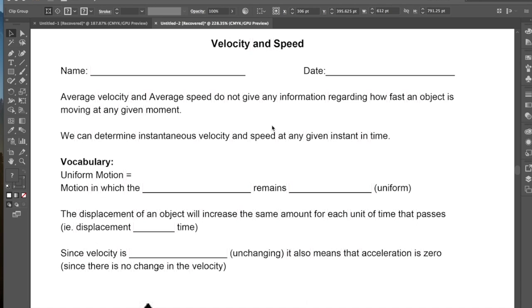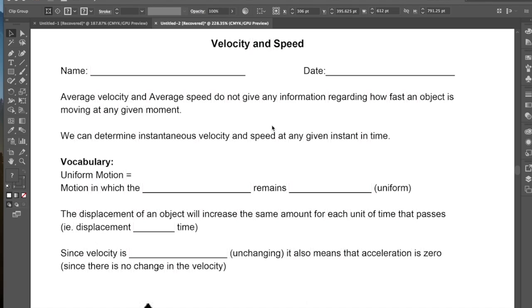Hey, grade 11. So today we're going to talk about velocity and speed. We've already mentioned velocity and speed, but we've been looking at it in terms of average velocity and average speed. As we get a little more advanced, we'll find that average velocity and average speed don't give any information about how fast an object is moving at any given moment. So today we'll talk about what's called instantaneous velocity and instantaneous speed.